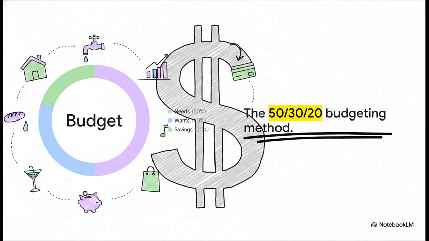Next is the incredibly popular 50-30-20 budgeting method. Here's the breakdown. 50% of your net income goes to needs. These are your non-discretionary expenses like housing, basic utilities, and groceries. Then 30% goes to wants. These are your discretionary purchases, things like dining out, buying concert tickets. And spoiler alert, your premium streaming subscriptions definitely do not count as a need. The final 20% is strictly dedicated to savings and debt repayment. The exam loves testing your ability to differentiate between those discretionary wants and non-discretionary needs.